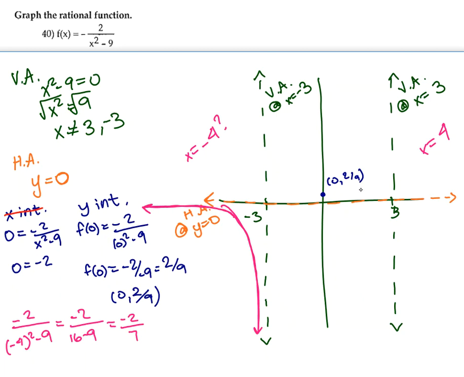Now in the middle, we already have a point on top of the horizontal asymptote, so we know that it can't go back down. Also, we have a vertical asymptote at negative 3 and a vertical asymptote at positive 3. So there's no other place for this function to go except along those boundaries.